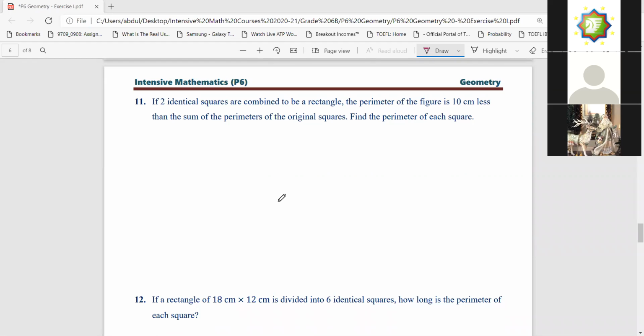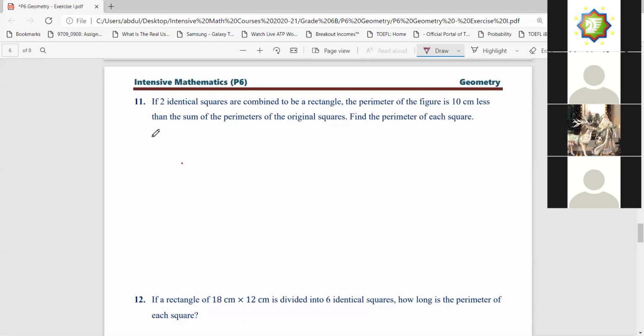Okay, guys, how to do this? If you solve it like this that I'm going to show you now, it will be great. Otherwise, I don't know what way you used. It says two identical squares are combined to be a rectangle. Identical means exactly the same or congruent, right? Suppose that these are two identical squares. That's the first one, and this is the second one. And they are exactly the same, okay?